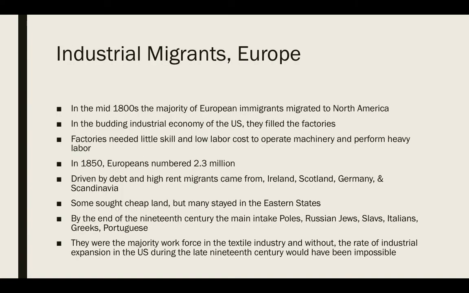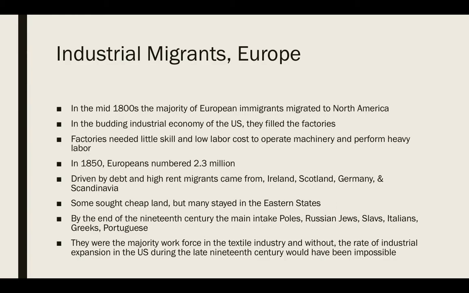So, industrial migrants from Europe in the mid 1800s, the majority of them migrated to North America. In the budding industrial economy of the US, they filled the factories because they needed little skill and low labor costs to operate machinery and perform heavy labor. In 1850, the count of Europeans in America numbered about 2.3 million. Driven by debt and high rent, migrants came from Ireland, Scotland, Germany, and Scandinavia. Some sought cheap land towards the Mississippi River, but many stayed in the eastern states to work in the factories.